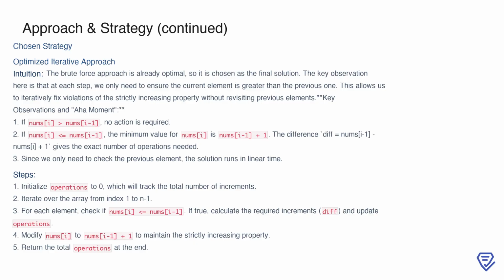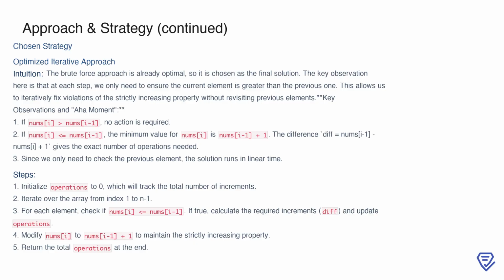The key insight here is that at each step, we only need to compare the current element with the previous one. If the current element is already greater than the previous, no action is needed. However, if it isn't, then we calculate the exact number of increments required to make the current element 1 greater than the previous. This ensures that the strictly increasing condition is satisfied.